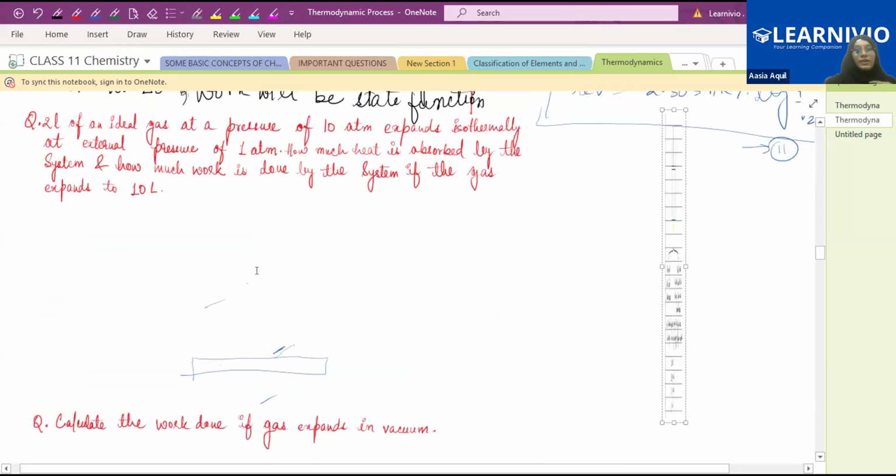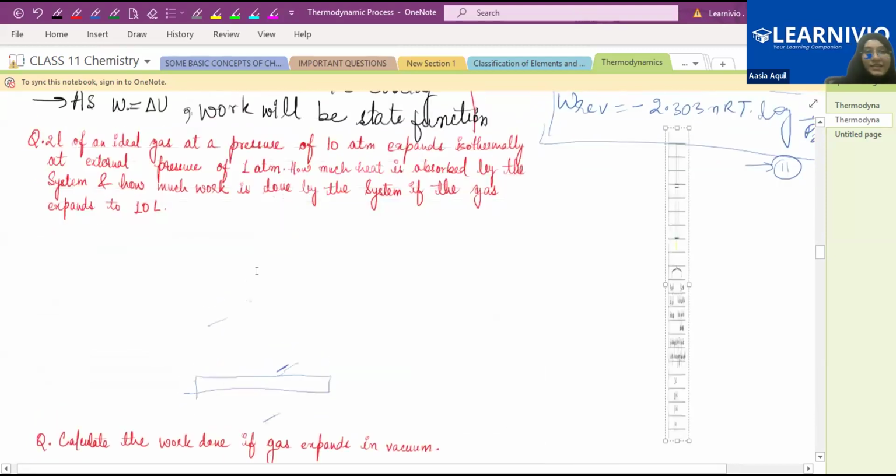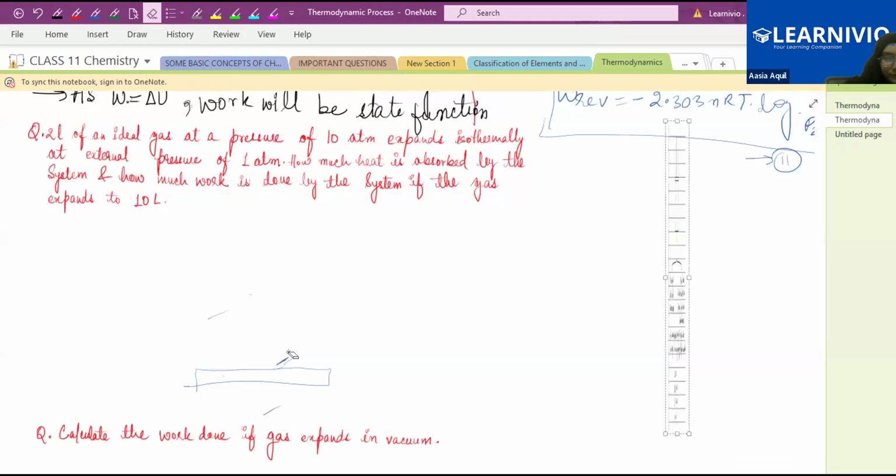Okay, so here's a question. 2 liters of an ideal gas at a pressure of 10 atm expands isothermally. Isothermally means here delta U will be zero, temperature will become constant, right? At an external pressure of 1 atmosphere. So how much heat is absorbed by the system and how much work is done by the system if the gas expands to 10 liters?